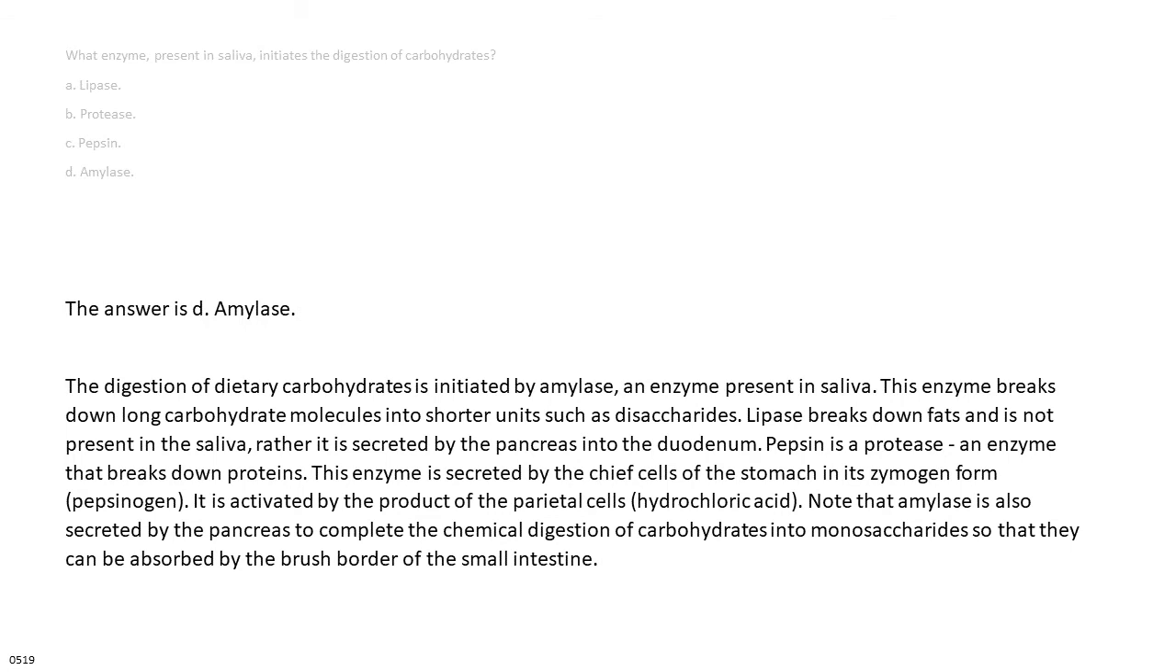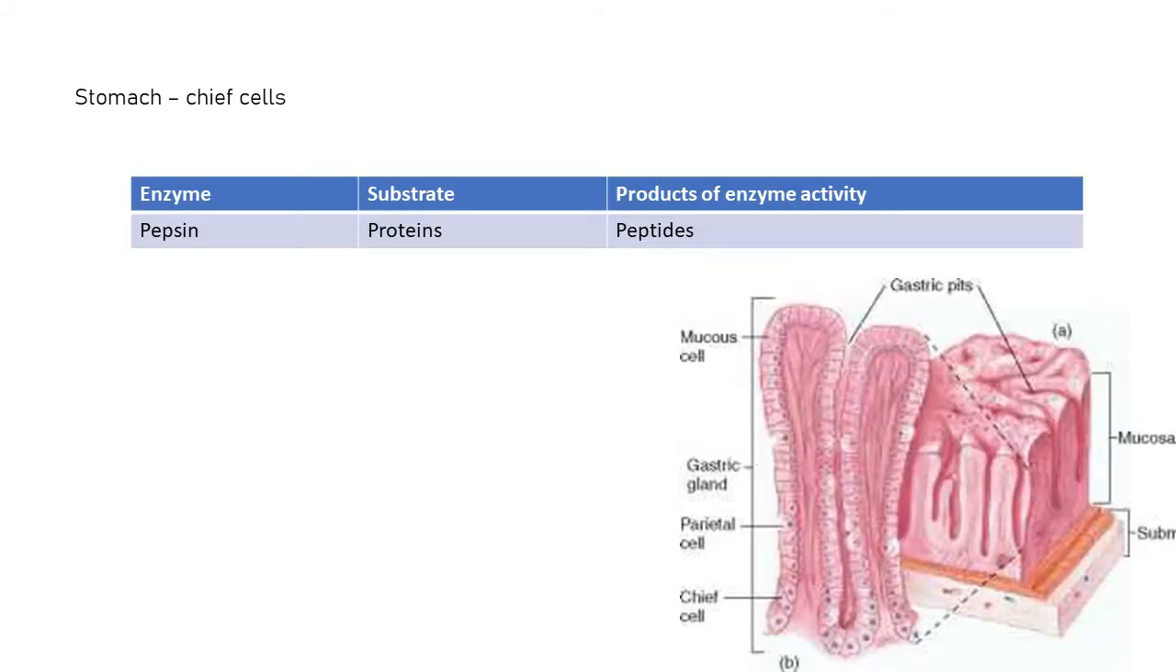Note that amylase is also secreted by the pancreas to complete the chemical digestion of carbohydrates into monosaccharides so that they can be absorbed by the brush border of the small intestine.